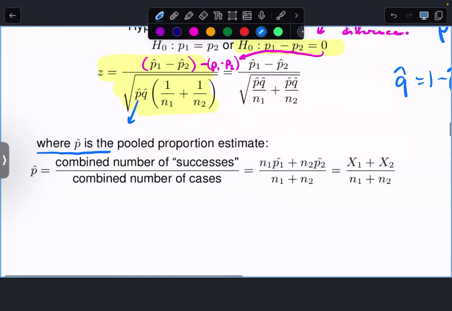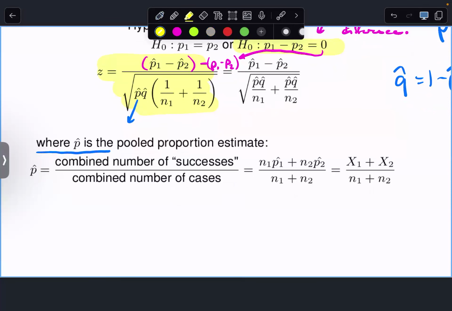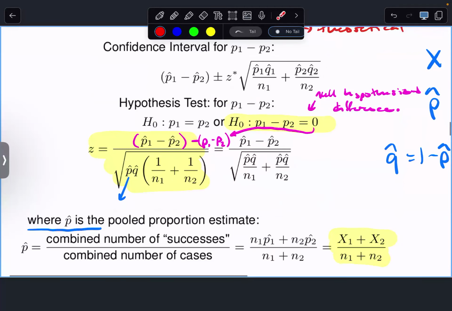And so what does that look like mathematically? Well, it looks like this. p hat is the combined number of successes over the combined number of cases. So it's x1 plus x2 over n1 plus n2. Okay? Just an extra step, and I wish we could cut it and just use the same standard error as we did for the confidence interval, but they want me to teach it properly.